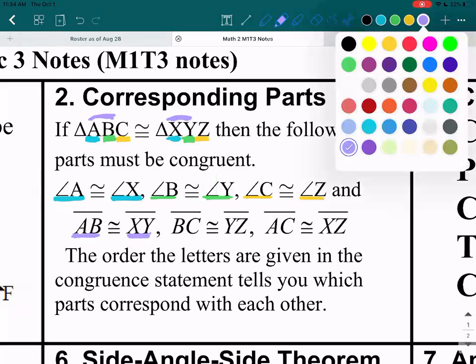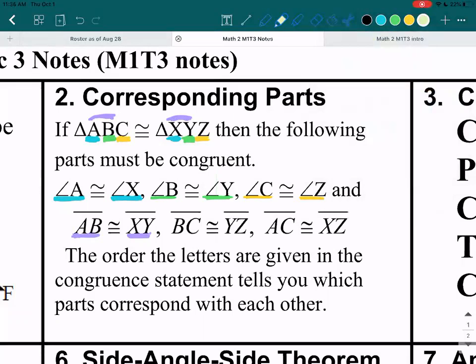I guess I could choose a different color now. That's a nice color.